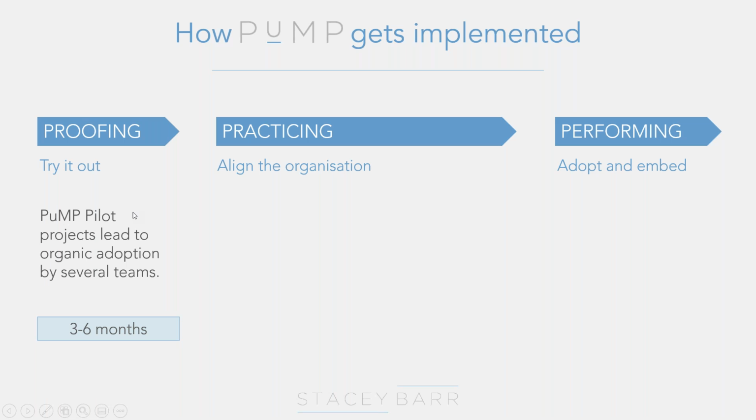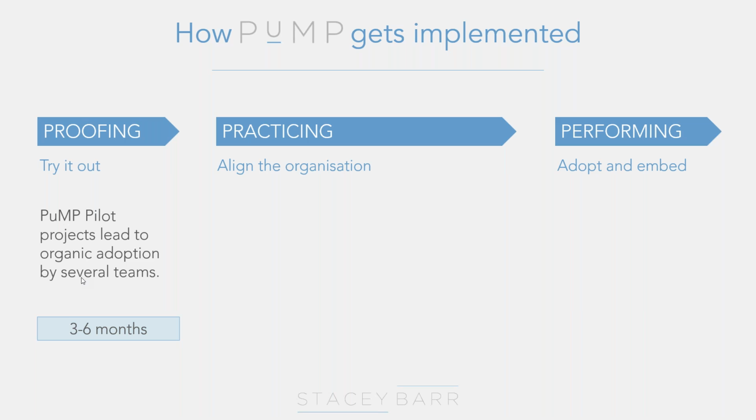The proofing phase starts with a few PuMP pilots, usually led by a few people trained in PuMP. These pilots usually lead to other teams noticing and getting interested to try PuMP for themselves. The proofing phase is based on another two conditions for PuMP to be successful. Firstly, to start immediately, and secondly, to start with a focus on practice, not perfection.